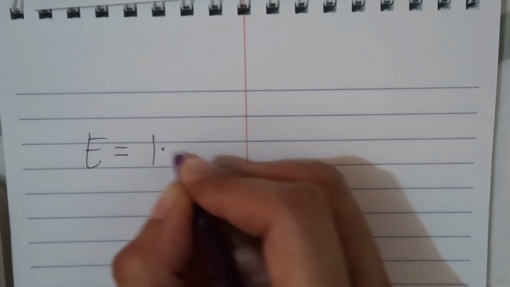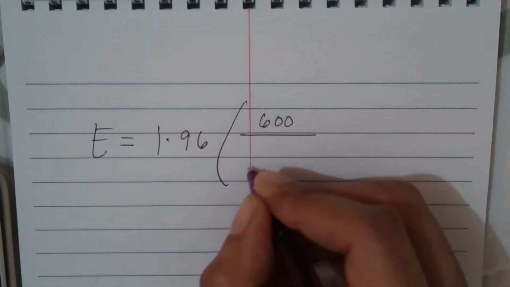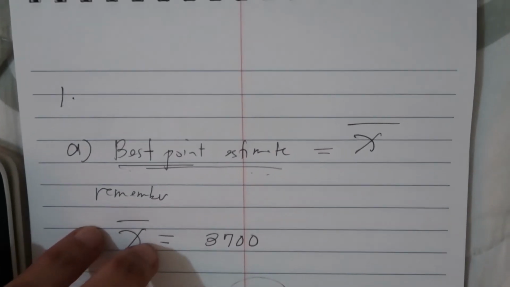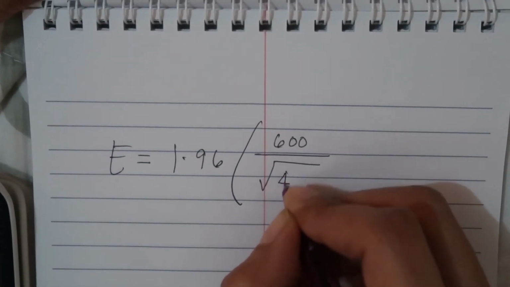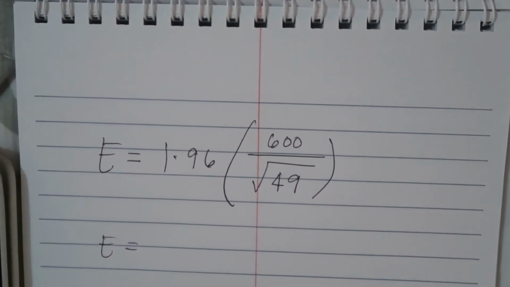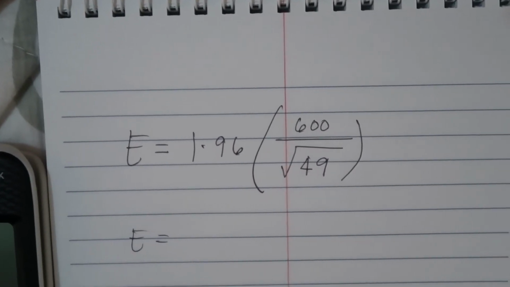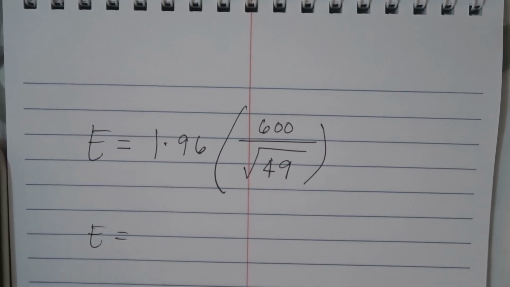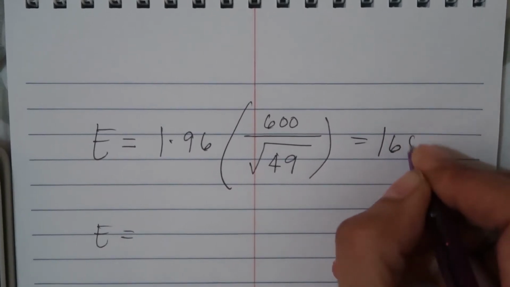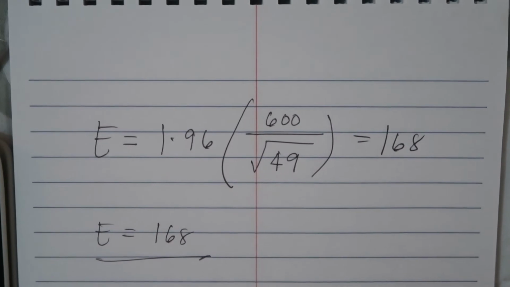So, E is equal to 1.96 multiplied by S, which is 600, divided by the square root of N. What's your N according to the problem? 49 visitors. Okay? So, what is your margin of error? So, 1.96 multiplied by 600 divided by the square root of 49. So you do have 168. Okay? So that's your margin of error, 168.